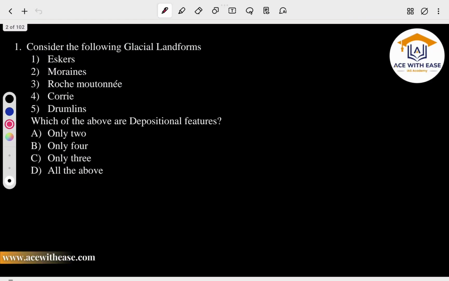So the first question: consider the following glacier landforms: eskers, moraines, roche moutonnées, cirques (kori), and drumlins. Now we all know that glacier landforms are of two types: either the erosional landform, or the depositional landform. Here, when we see the options, the eskers are present as sinuous ridges.